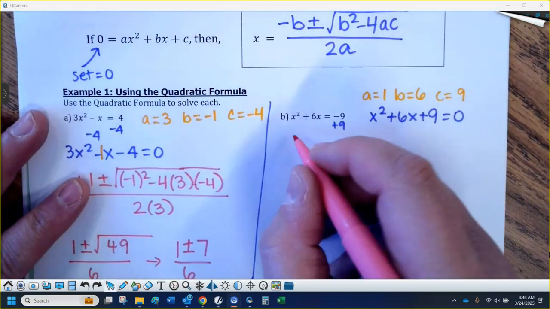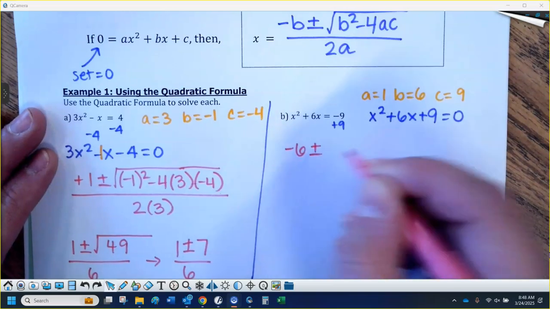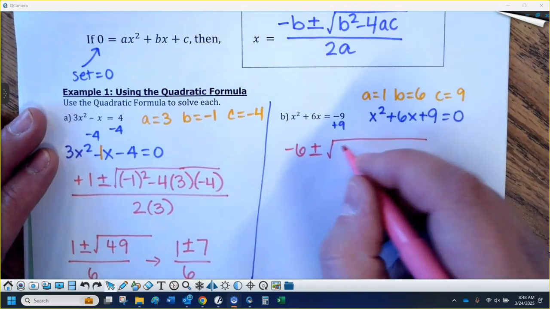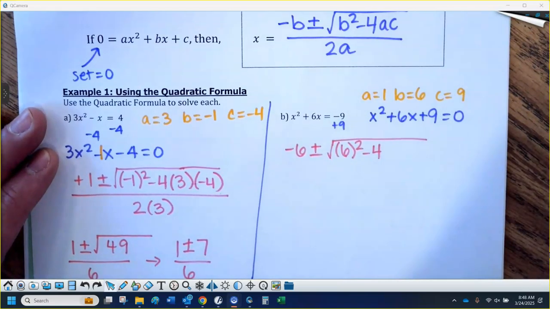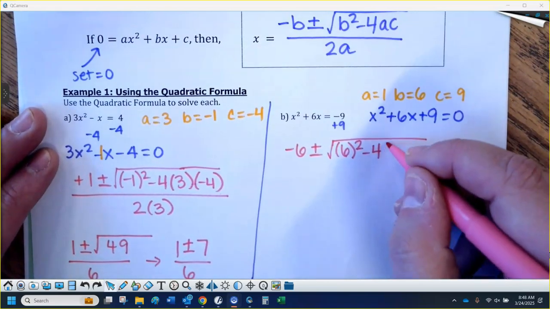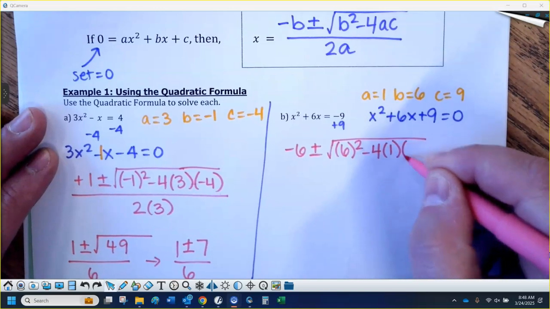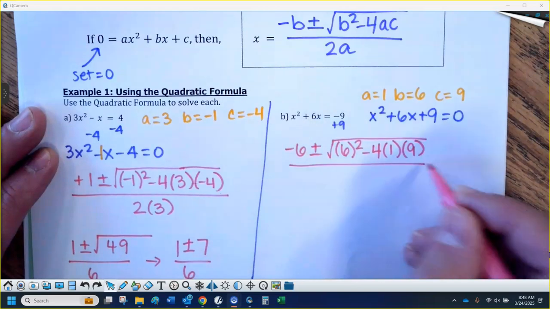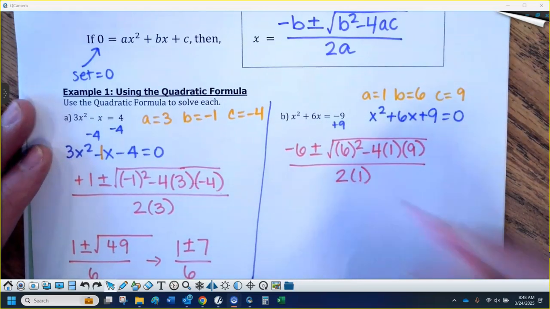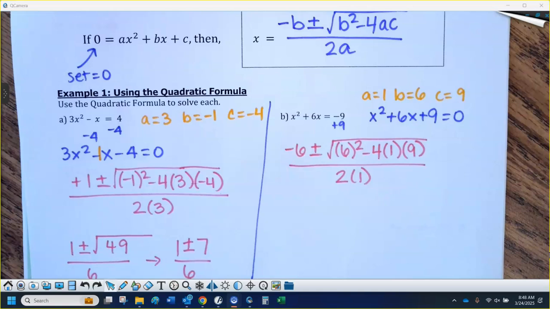All right, opposite of b. So I'm going to do -6 plus or minus square root 6 squared, and then 4 is part of that formula. You see the 4 in the formula. So 4 times our a value, which is just 1, times our c value, which is 9. The whole thing over 2 times a for that question is just going to be 2 times 1.